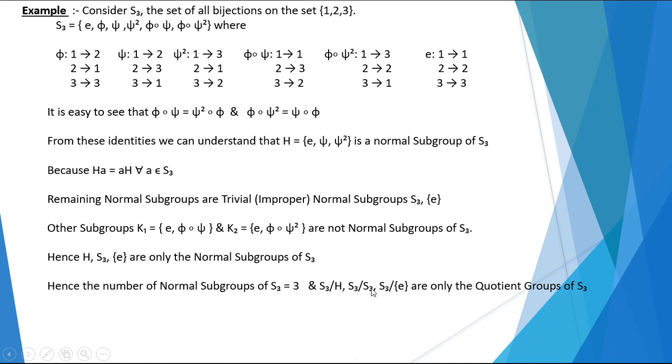S3 by H, S3 by S3, S3 by small e are the only quotient groups of S3. So these all are homomorphic images of S3.